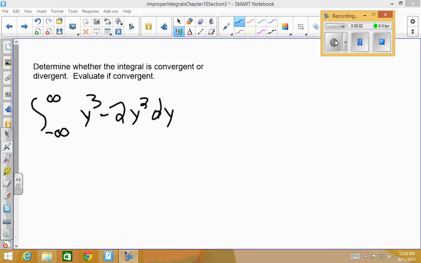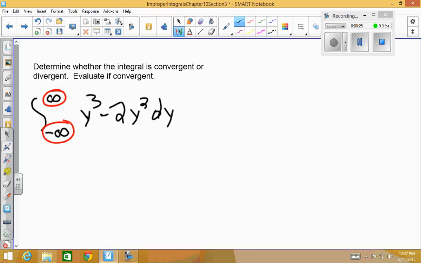Determine whether the integral is convergent or divergent, and evaluate if convergent. Here we have the integral from negative infinity to infinity, y cubed minus 2y squared dy. This integral is an improper integral. We have infinite limits of integration in both places, actually. So we have to use the definition to evaluate this thing.